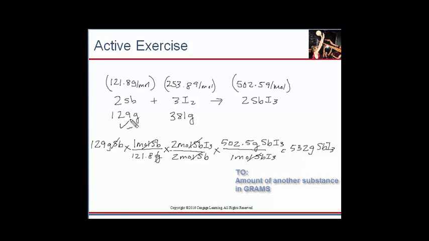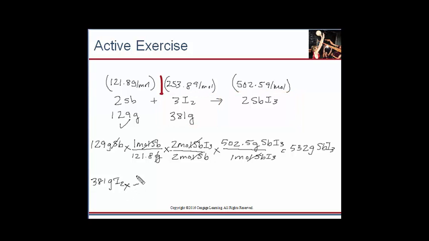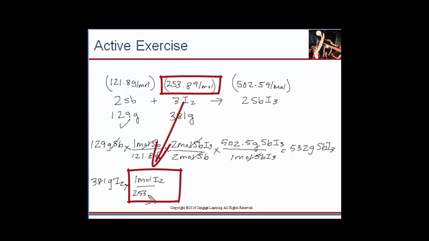Okay, we did that one. Now we're going to do this one. 381 grams of that reactant. We turn it into moles by saying 1 mole of it is 253.8 grams.